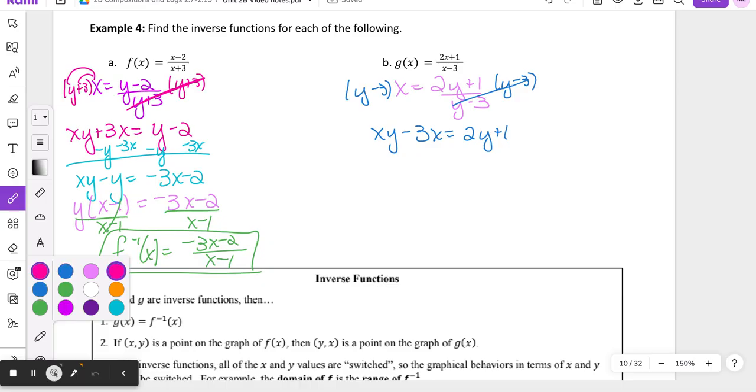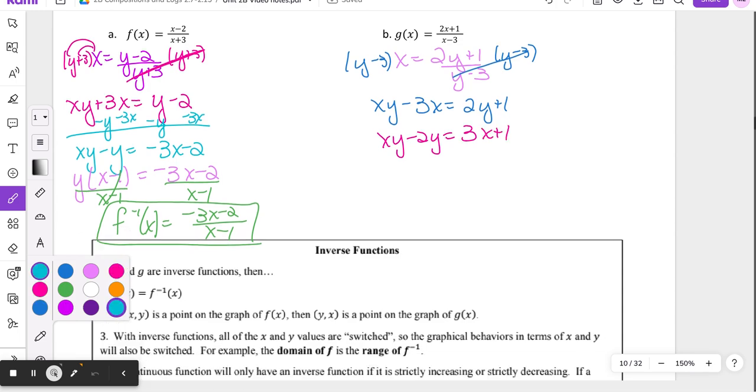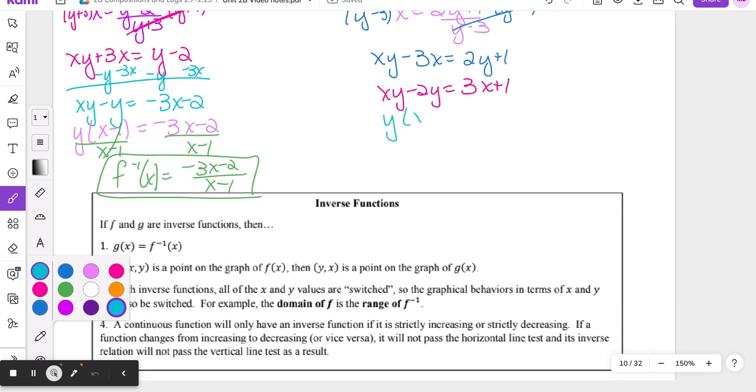Now let's get y to one side, so we'll subtract it to the left, and I'm going to add the 3x to the right. Factor out the y, and then divide both sides by it. There we go.